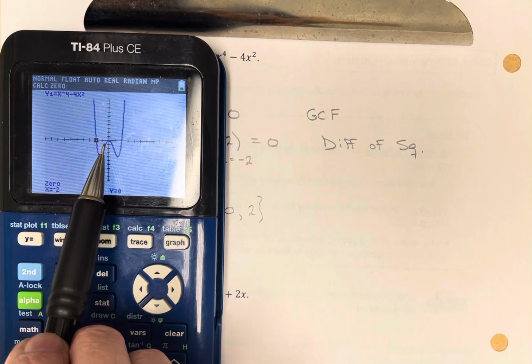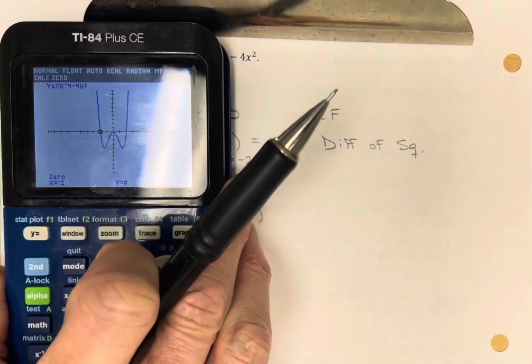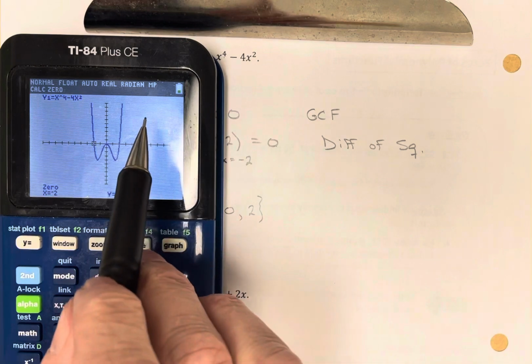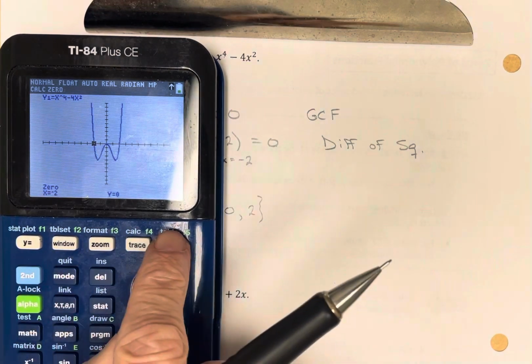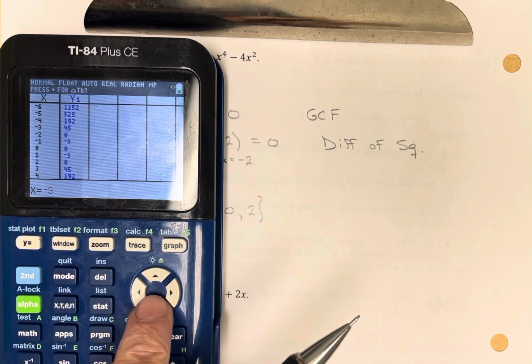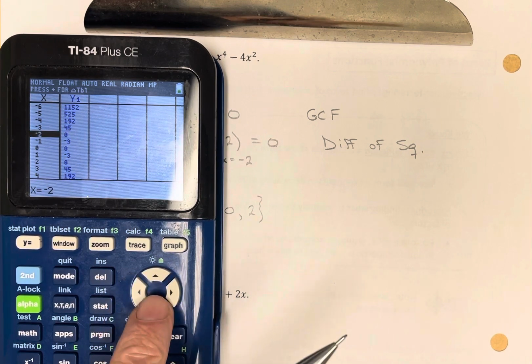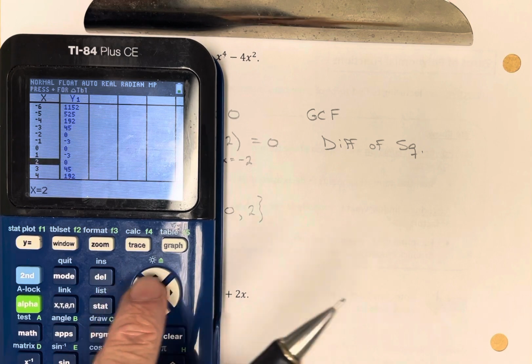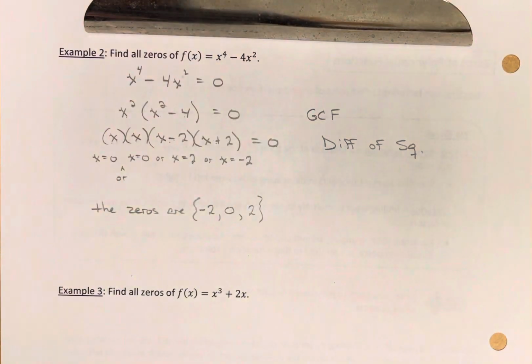I can do the same thing for this one and this one. Or, because these are integers and my calculator is set up in integers, I can go to the table and you'll see -2 is a 0, 0 is a 0, and +2 is a 0 right there.